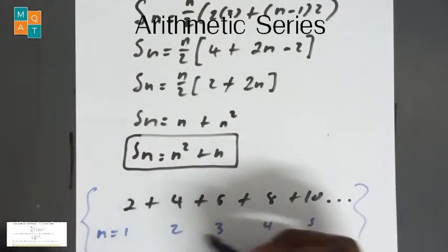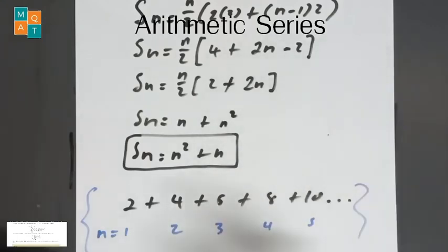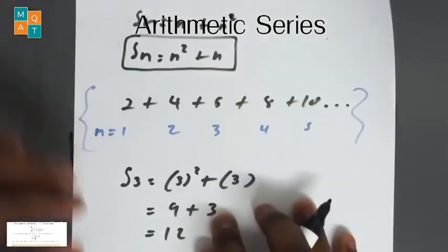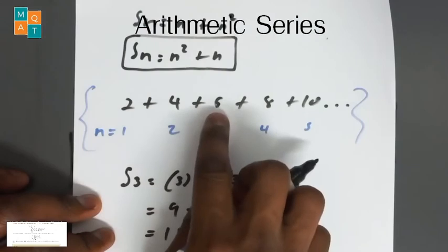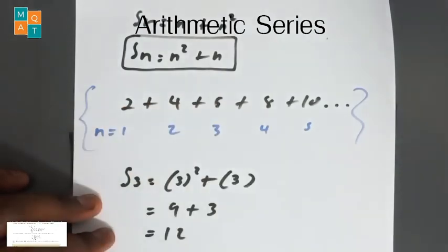Let's prove that this equation is correct by finding the sum of these values up to the third term. So S3 is going to be equal to 3 squared plus 3. Now 3 squared is 9, plus 3 is 12. That is something we can prove. I said let's find the sum up to the third term. I think it's pretty straightforward, and we all know that if you sum 2 plus 4 plus 6, 2 plus 4 is 6, 6 plus 6 is 12. And that is the answer that we got.